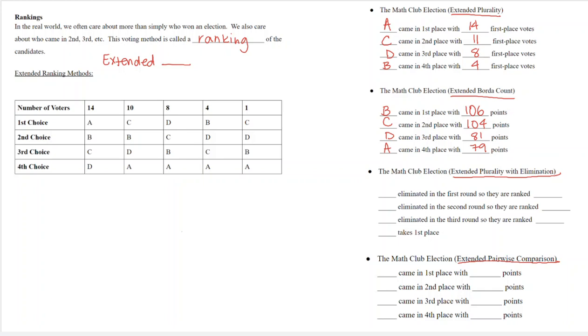Now, plurality with elimination, you do need to pause and think about this. The first person to be eliminated is going to be in last place. So when we did plurality with elimination, Boris was the first one to be eliminated, so he is in fourth place. The second person to be eliminated was Carmen, so she is in third place. Then we narrowed it down to just Alicia and Dave, and Dave ended up with a majority, so Alicia is in second place.